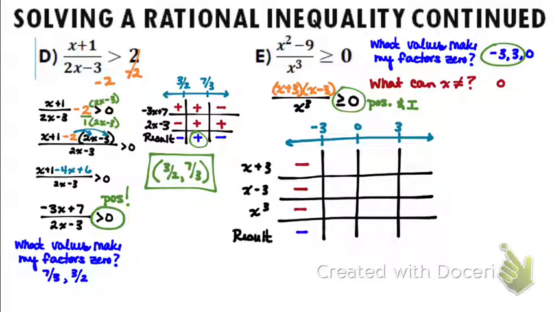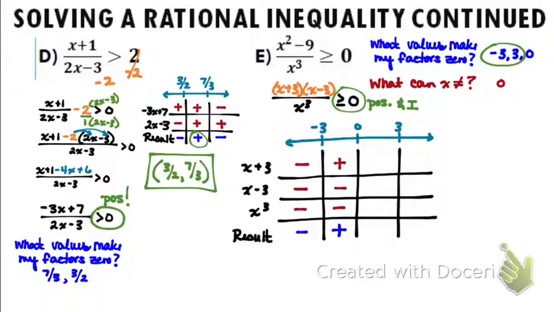In between 0 and -3: -1. -1 plus 3, positive. -1 minus 3, negative. If I take a negative number and I cube it, I still get a negative. For an overall result, multiply a positive and 2 negatives together, so that's going to be a positive.